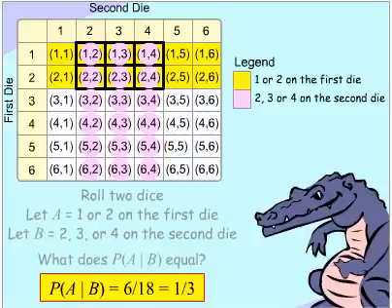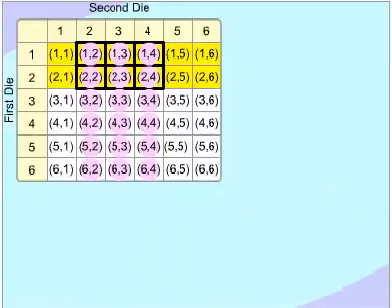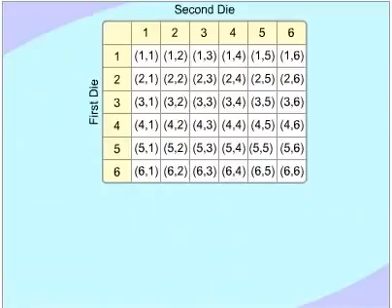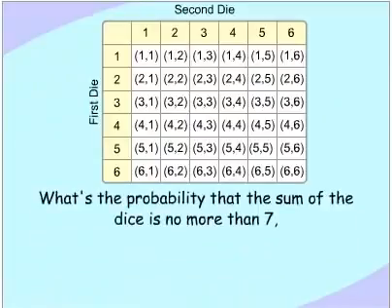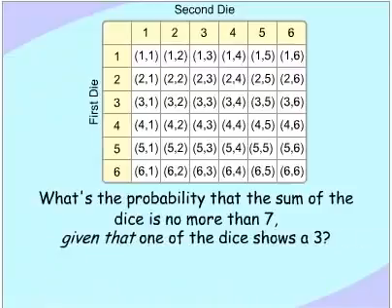You'll find times when you do need to use the formula, but for many of the conditional probabilities in basic statistics, this method will work just fine. Look at that table once again. What's the probability that the sum of the dice is no more than 7, given that one of the dice shows a 3?